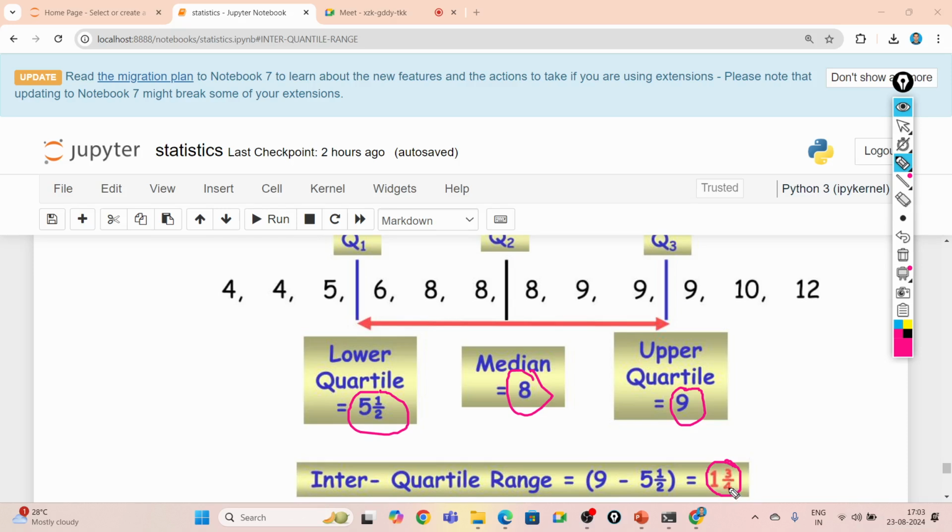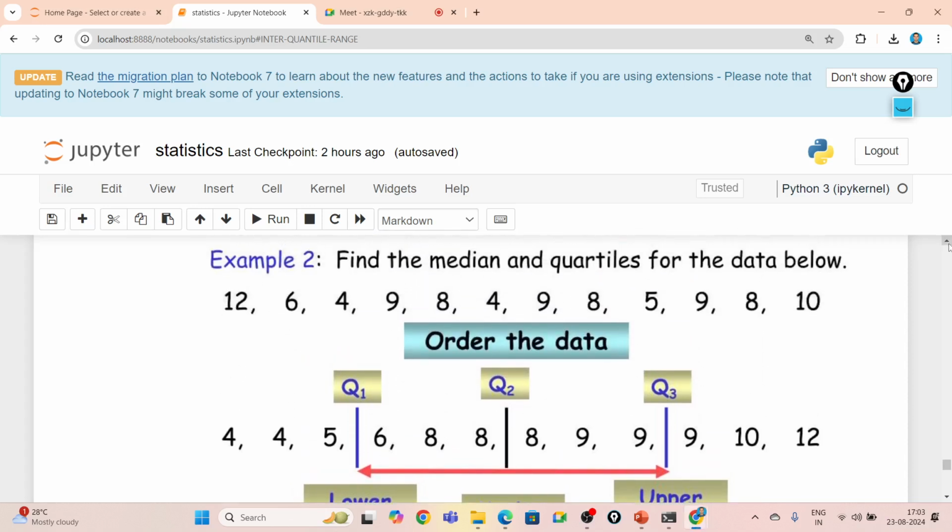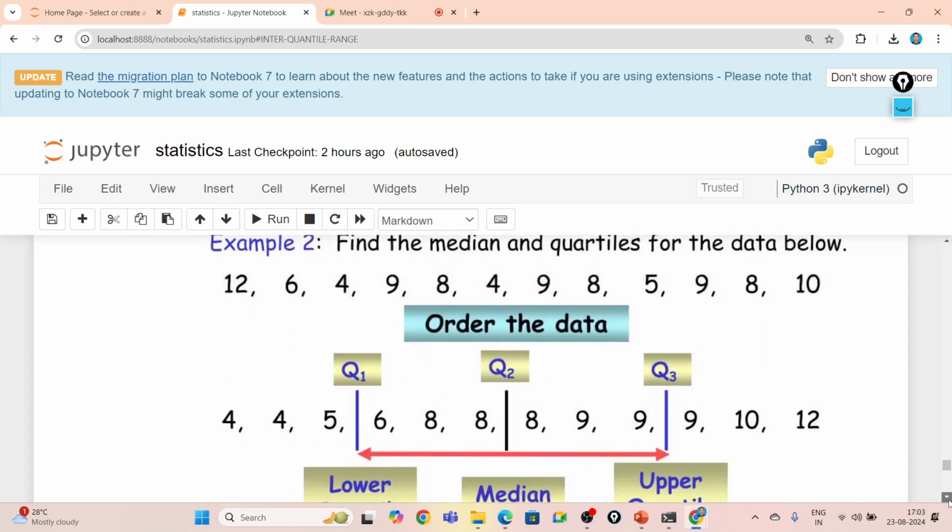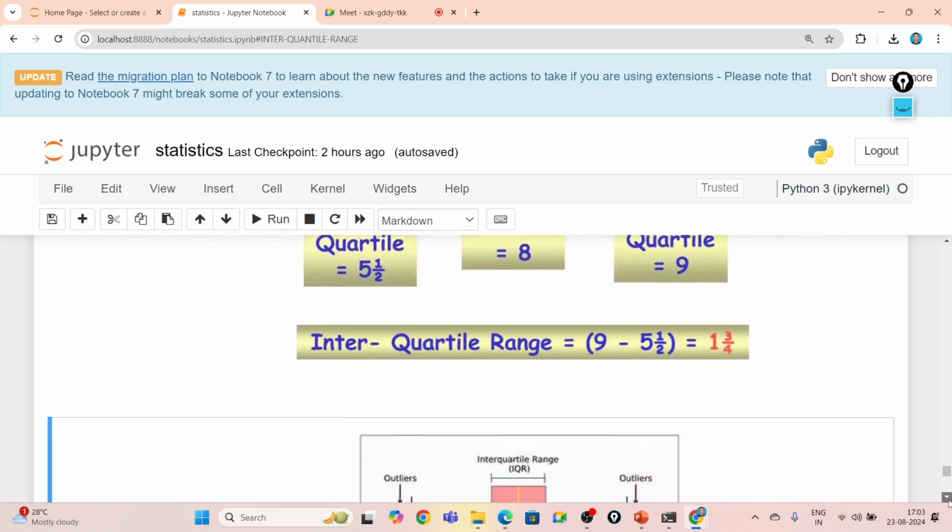Okay, so in your exam they will be asking a question on the calculation of the interquartile range. Are you having any issue with this? Is there any point which is not understood by you? IQR and the different stuff. One more example I have given.